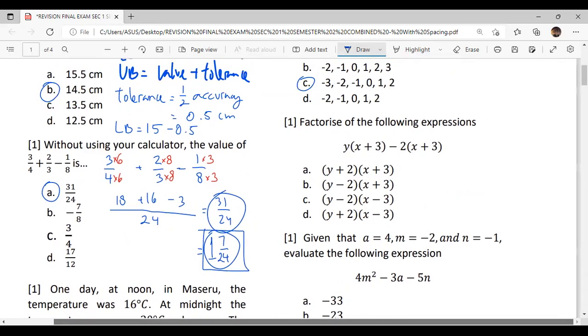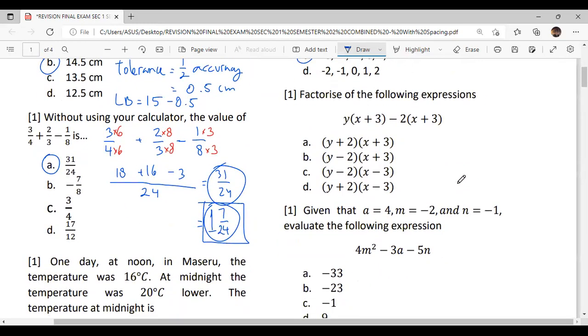Next number. Factorize the following. What does factorize mean? Factorize means you need to extract the like terms out of the expression. This is what is meant by factorization. We have the same value, x plus 3, right? You put x plus 3 outside, and what is the rest? y and negative 2. So it's y minus 2.